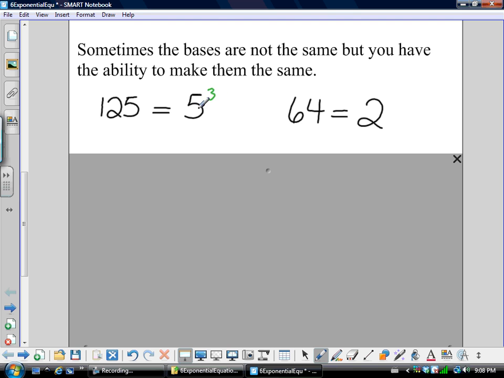5 to the power of 3 is the same as 125. Okay, so if I look at this one, 64 equals 2 to the power of something. So what I'm doing is I'm trying to calculate what the power is. So I could take my calculator and go 2 to the power of 3. No, that's only 32. If I try 2 to the power of 7, nope, that's too large. In fact, it's 2 to the power of 6.